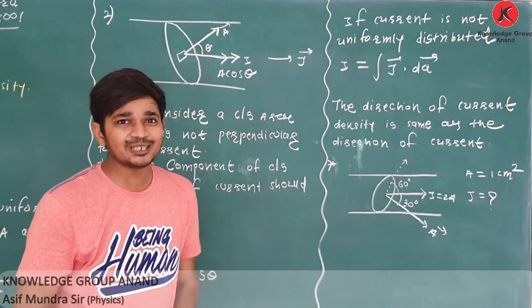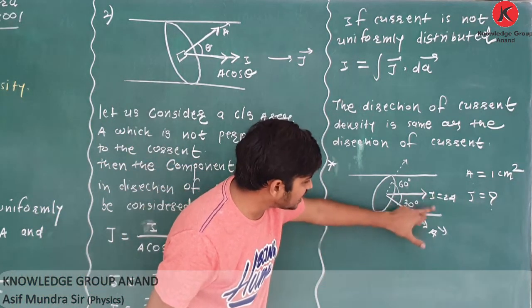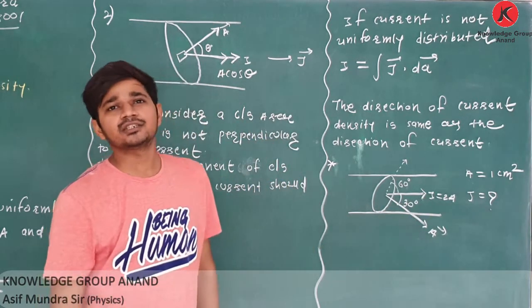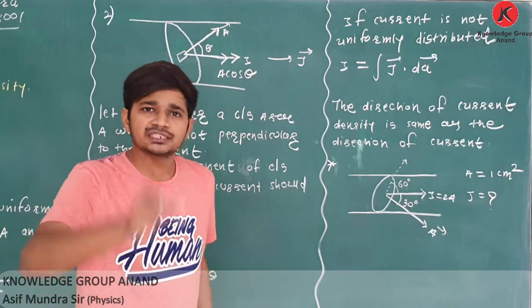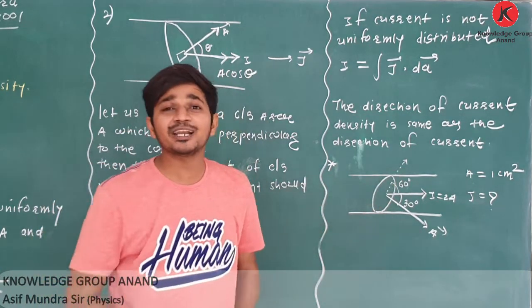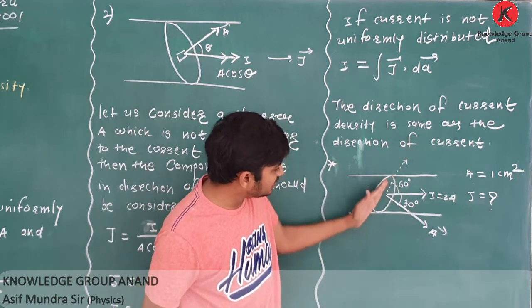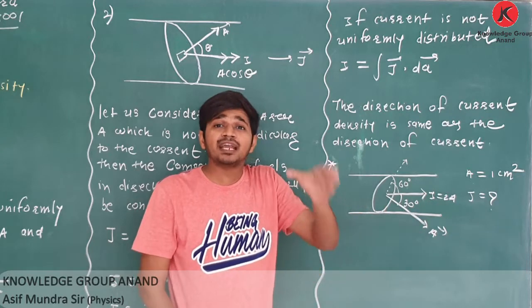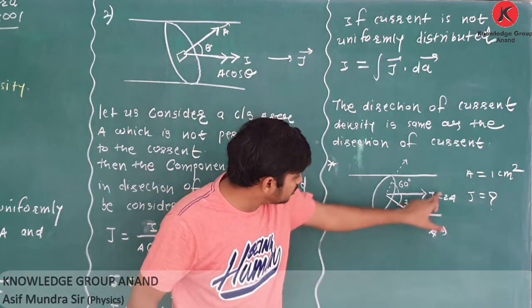Then what is the angle between I and A? It is 30. Clear about this? Most students write angle 60 degree. But hello, this 60 degree is the angle of this plane with current. We have to find the angle between I and A.